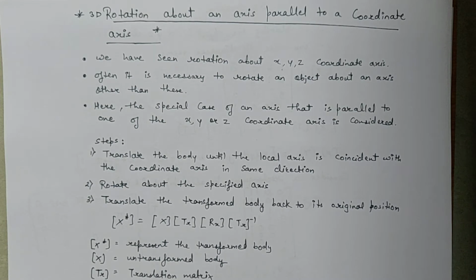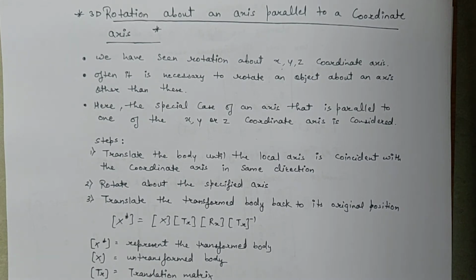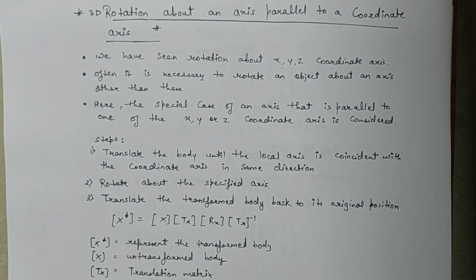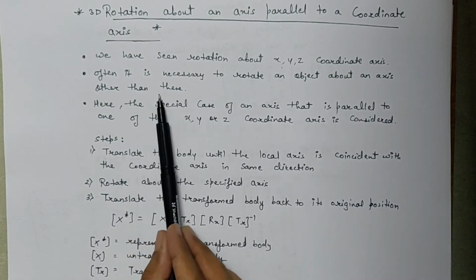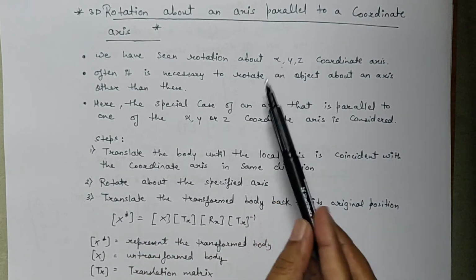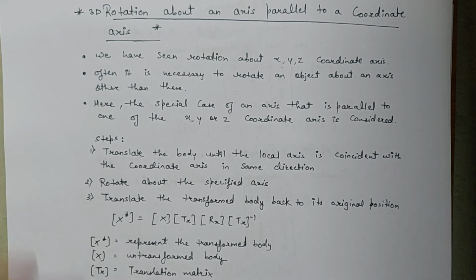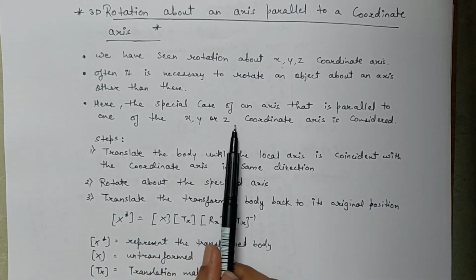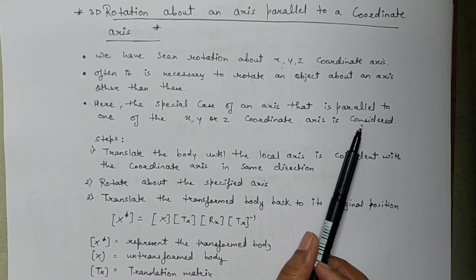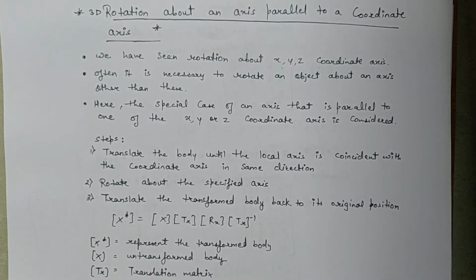So till now we have seen the rotation about the XYZ coordinate axis. Now often it is necessary to rotate an object about an axis other than this. That means it is not one of the XYZ coordinate axes. It can be in space or it can be an axis parallel to a coordinate axis. So here the special case of an axis that is parallel to one of the X, Y or Z coordinate axes is considered.